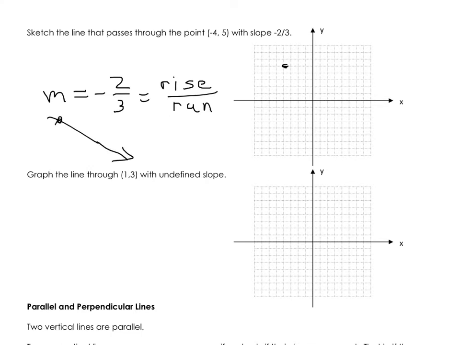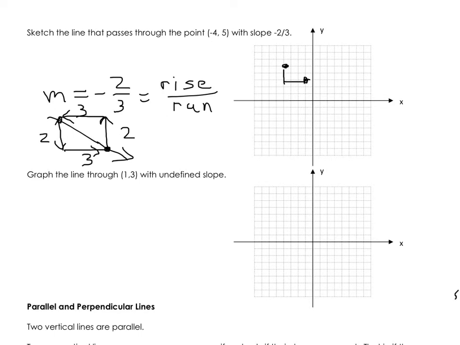So if we start at one point and we think about going down by 2, we could go to the right by 3, and that would give us our next point. We could also start at a point and go up by 2 and left by 3, and that will also give us our next point. So let's try it both ways. Let's start at this point, negative 4, 5, and first we're going to try going down 2 over 3.